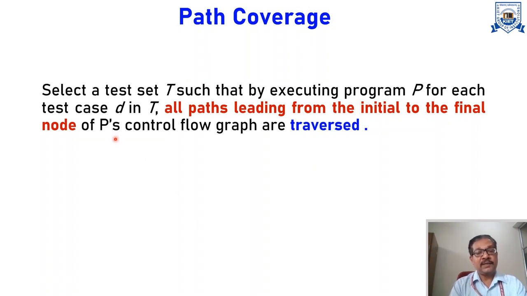The path coverage definition states: select a test set T such that by executing program P for each test case D in T, all paths leading from the initial to the final nodes of P's control flow graph are traversed. So starting from the starting node till the end node, whatever paths are there, you have to choose the test cases in such a way that all the paths are traversed at least once.